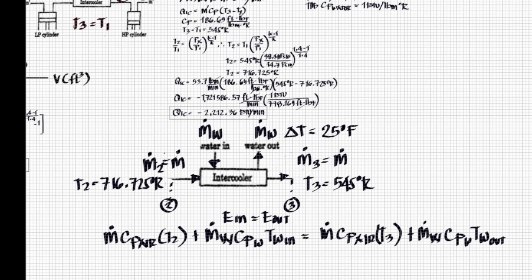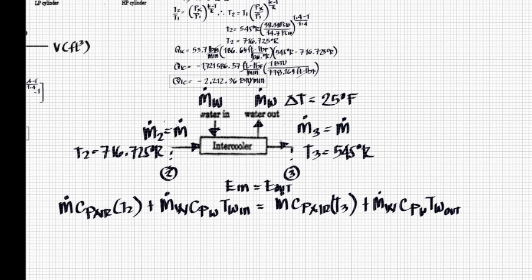Now let's combine both terms. So we can combine here the air and water for the change in temperature for each property. Now I can rewrite here that the mass flow rate of my air, multiplied by the Cp, specific heat of air, will be multiplied by temperature T2.